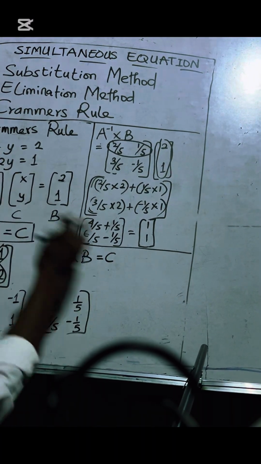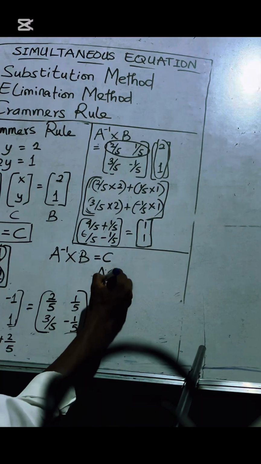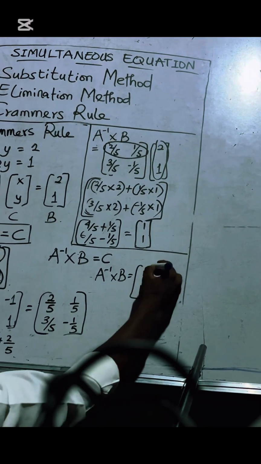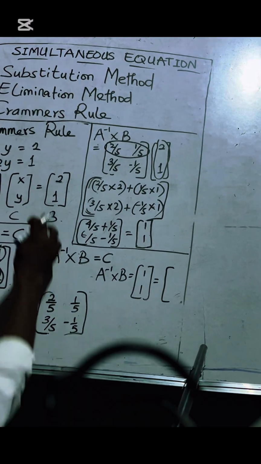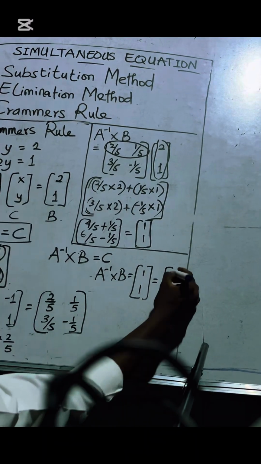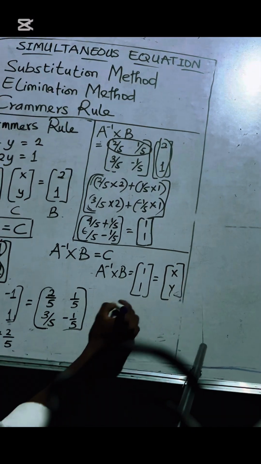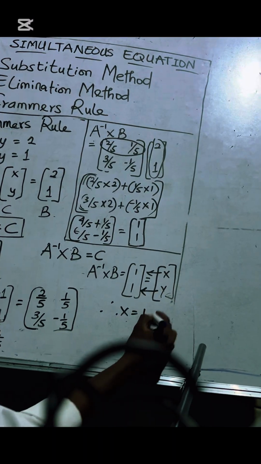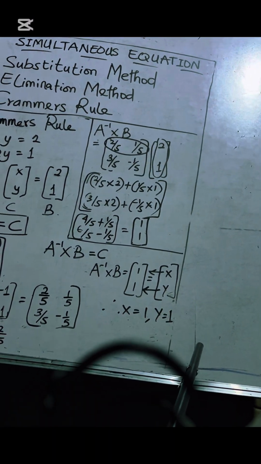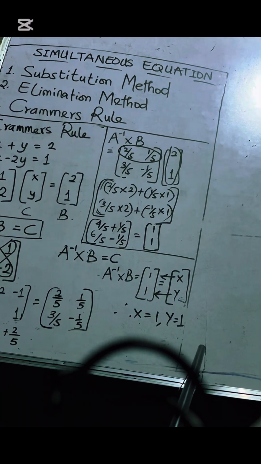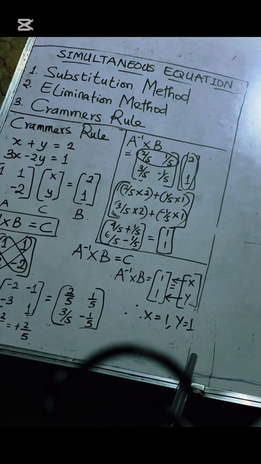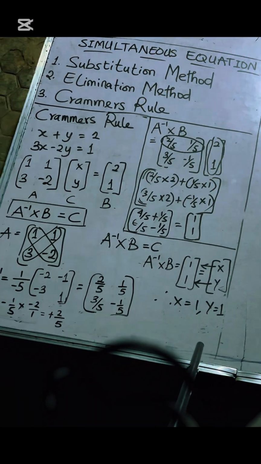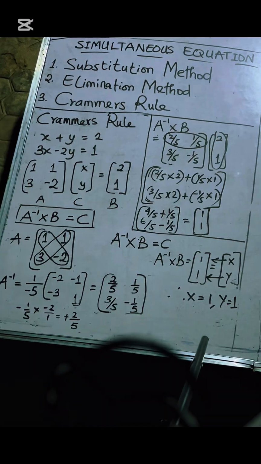If I should bring down everything, this is A minus 1 times B, which is 1, 1. And then it should be equated to what? C. And our C is what? X and what? Y. Therefore, X is equal to 1 and Y is equal to 1. So the substitution method, elimination method, and Cramer's rule gave us the same answer, x equals 1 and y equals 1.